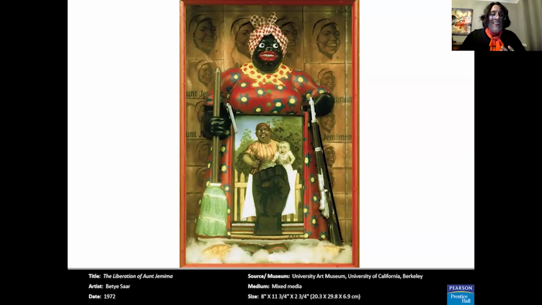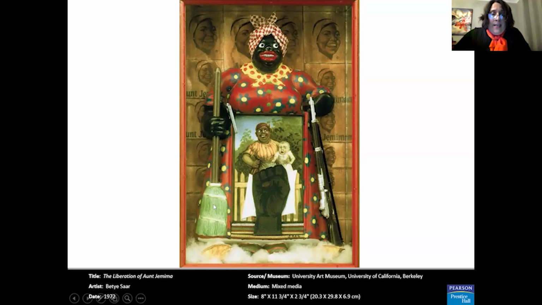In this mixed media work, called The Liberation of Aunt Jemima, Betye Saar takes this very pejorative, negative stereotype of Black women, Aunt Jemima, with connotations of the servitude of Black women, domesticity of Black women, and so forth. And her intention is to really reclaim the image and to basically turn it upside down. She uses this image of this stereotype of Aunt Jemima, this domestic figure in American culture, on pancake syrup bottles and so forth.